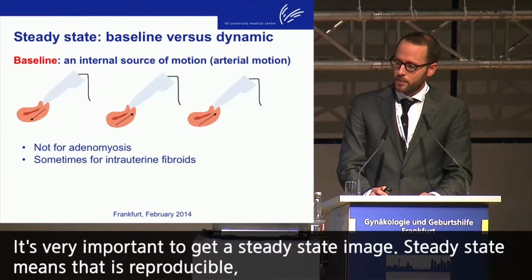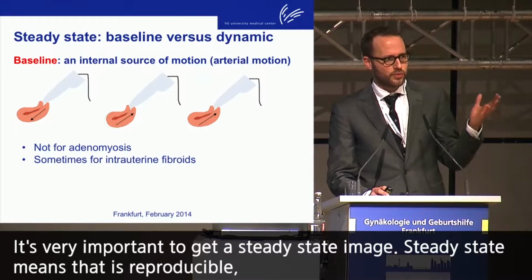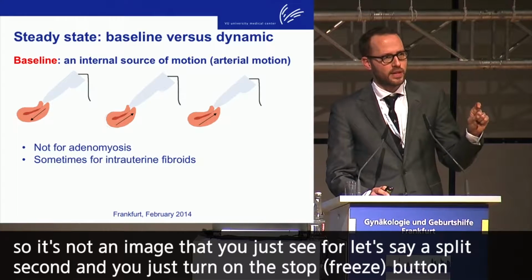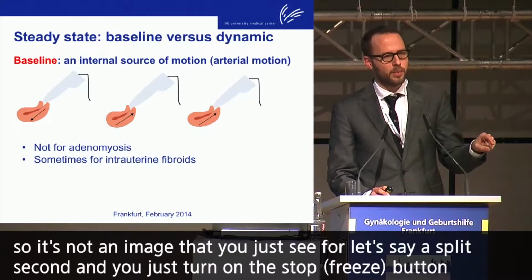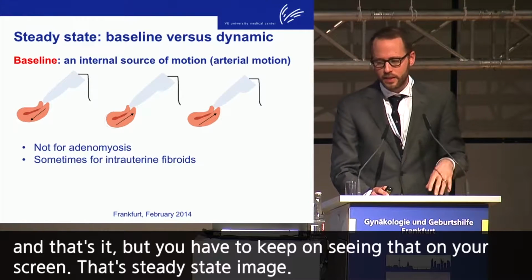scan. It's very important to get a steady state image. Steady state means that it's reproducible. So it's not an image that you just see for, let's say, a split second and you just turn the stop button and that's it. But you have to keep on seeing that on your screen, and that's a steady state image.